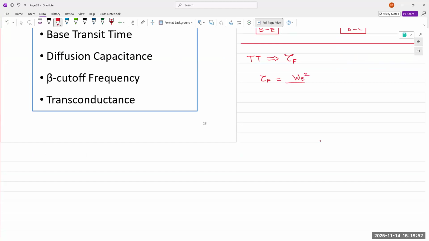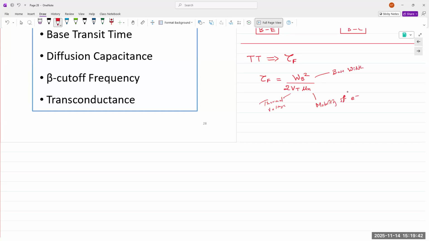WB squared, obviously because it needs to traverse the base, over 2 VT times mu n, where WB is the width of the base region, so base width, VT is the thermal voltage, and mu n is the mobility of the electron, the carrier mobility. This is true for an NPN transistor.